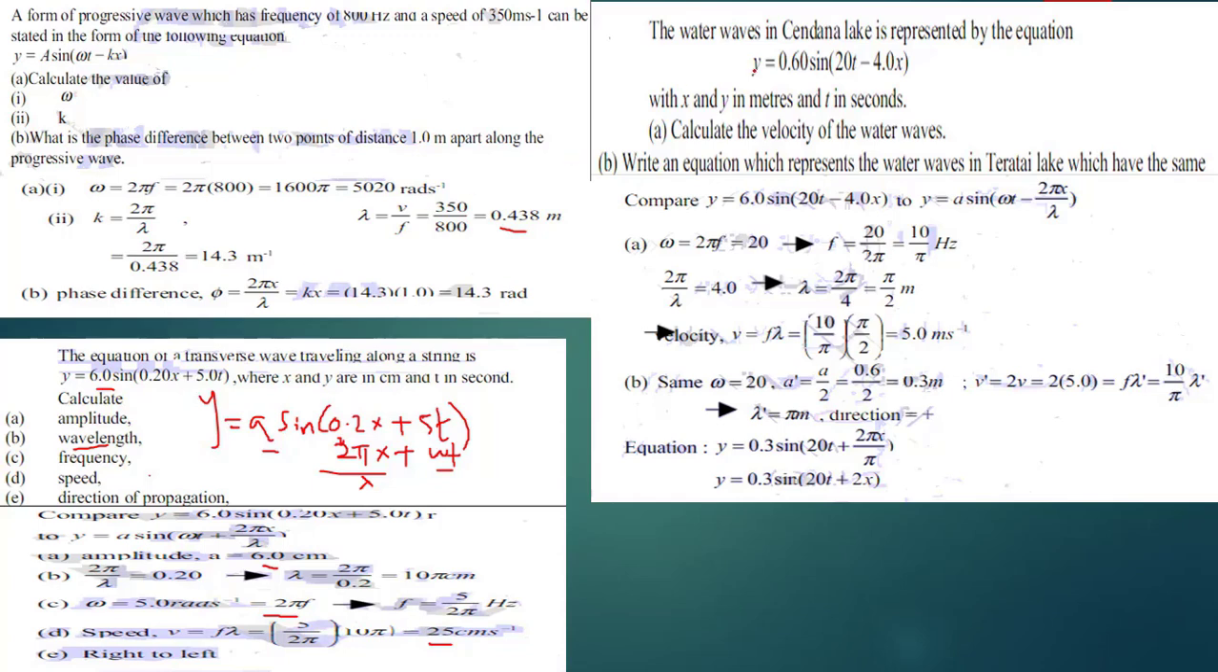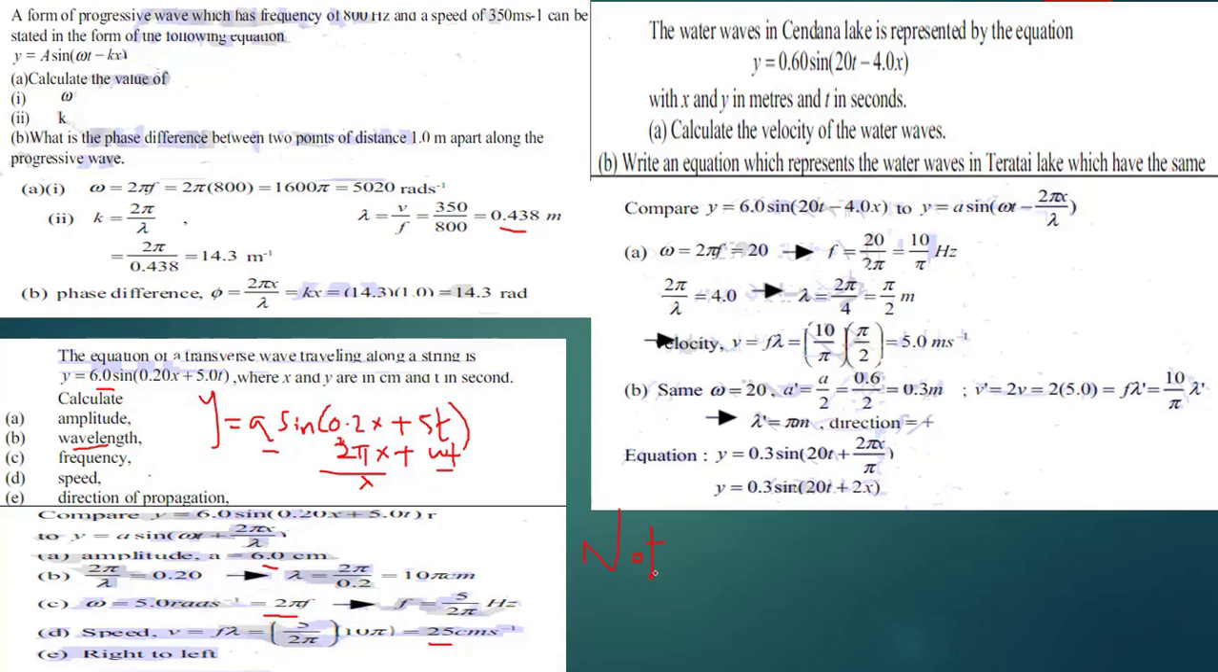We have water waves in Kendana Lake represented by the equation here, where x is in meters and t in seconds. Calculate the velocity. I will leave that so that you can do it on your own. Now write the equation which represents the water waves in Teratai Lake.